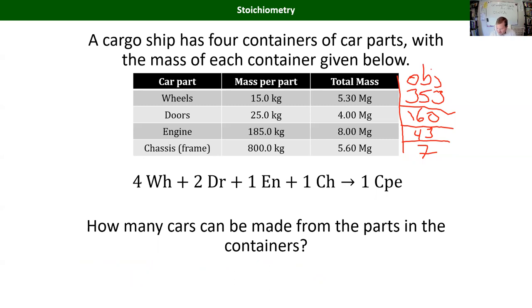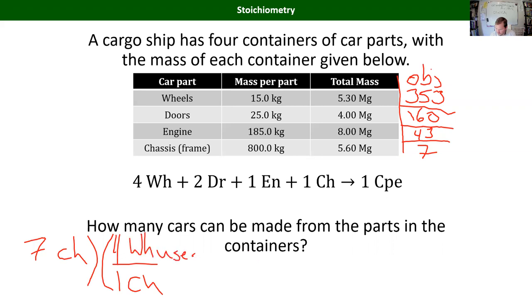And we can show that if I have seven frames, seven chassis, and for every one chassis I'm going to use four wheels, that means I'm only going to use at most 28 wheels. Because I only have seven chassis, the most wheels I could use, if I'm putting four wheels per frame, is going to be 28 wheels. The most doors I would need would be 14 doors. Most engines I would need would be seven engines.